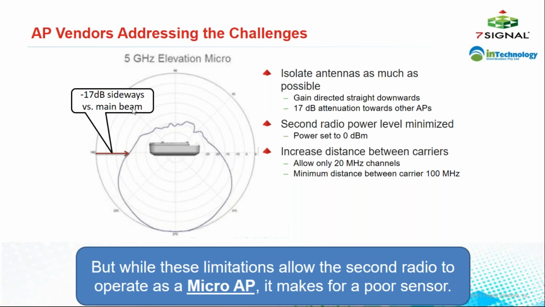But once again, because of this antenna pattern, this second radio now doesn't do an optimal job of connecting to other access points and running what we call active tests, where we do throughput, packet loss, latency, and jitter testing 24 hours a day, 7 days a week.